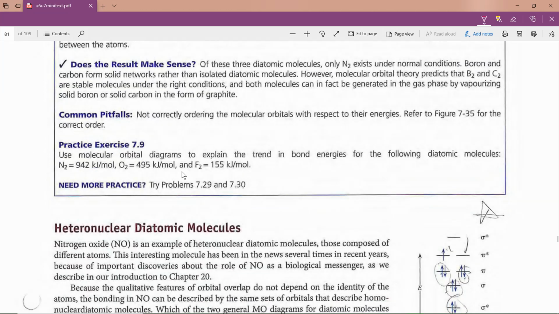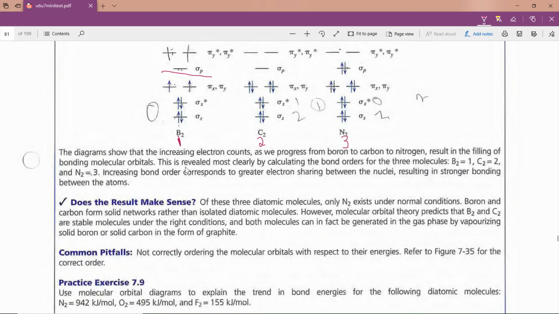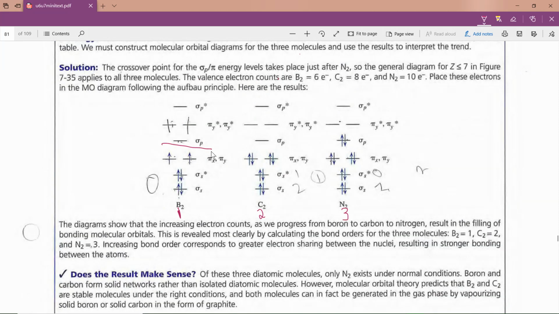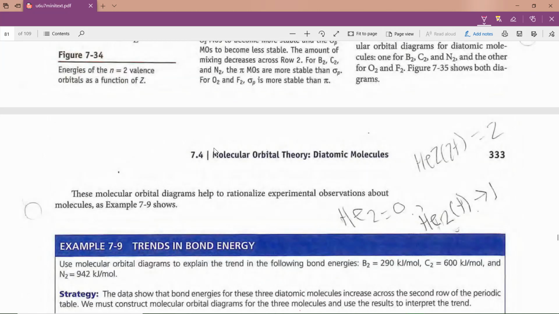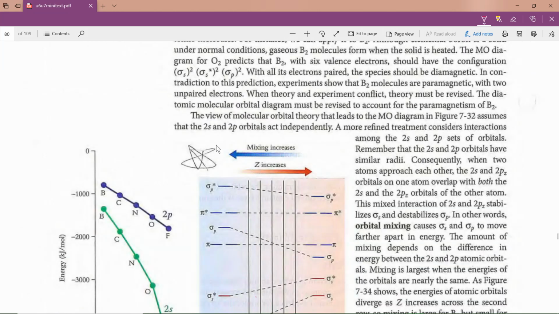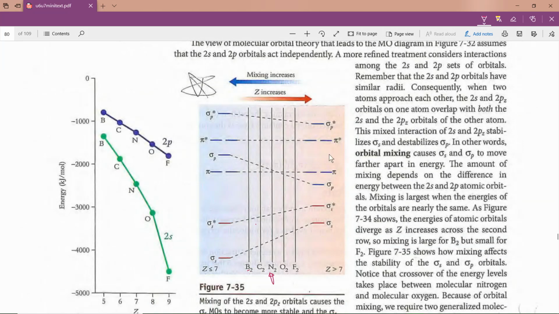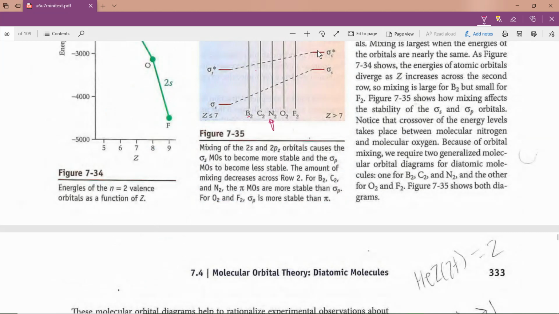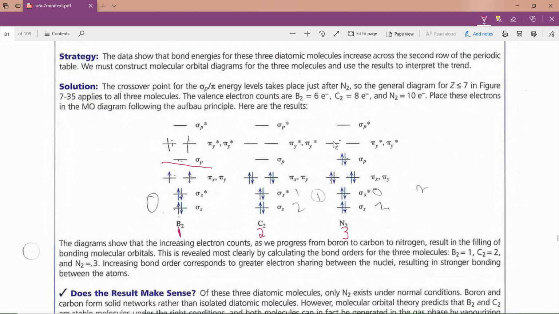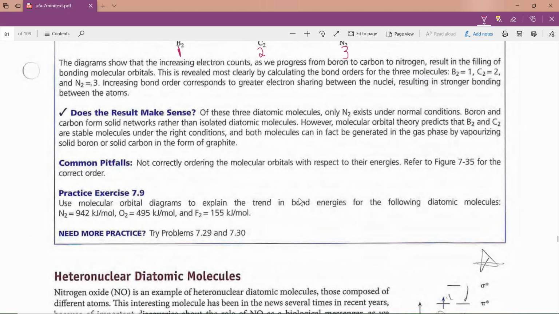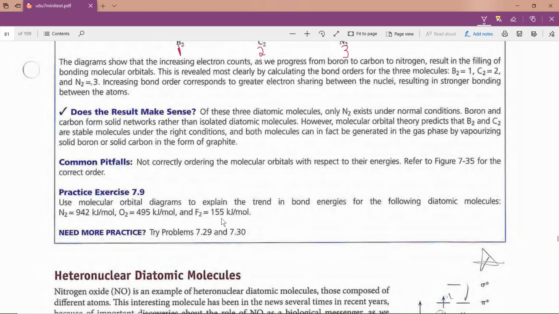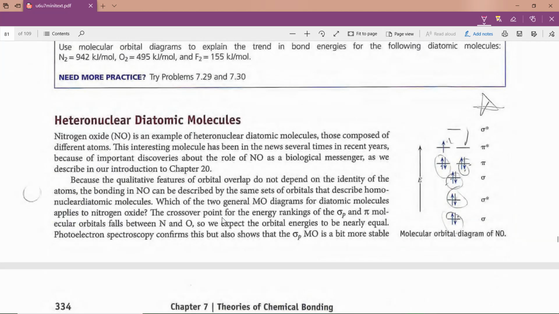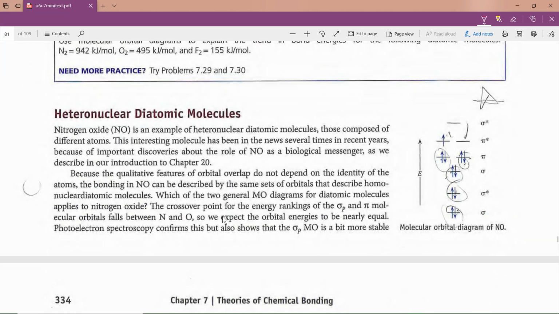N2, O2, and F2. Well, we did N2. It was 942. O2 is going to be weaker because, well, we did O2 way up here, didn't we? There's going to be 12, so it's going to be 2, 4, 6, 8, 10, 11, 12. So you're going to have these antibonding ones. And then if you go more, what's the next one? Fluorine. Then you're into even more antibonding up there. So fluorine is going to have more antibonding orbitals, back to a bond order of 1, and so it's going to be weaker. Oh, we do decide to talk about heteronuclear diatomics.